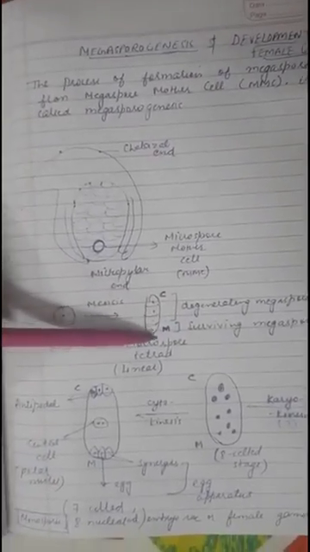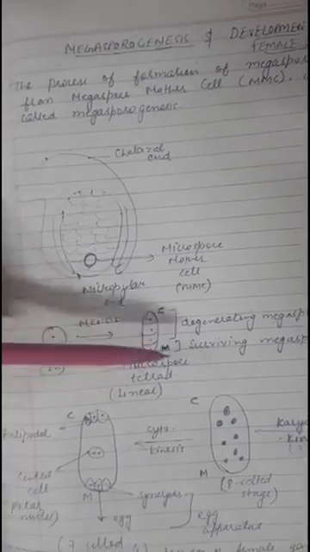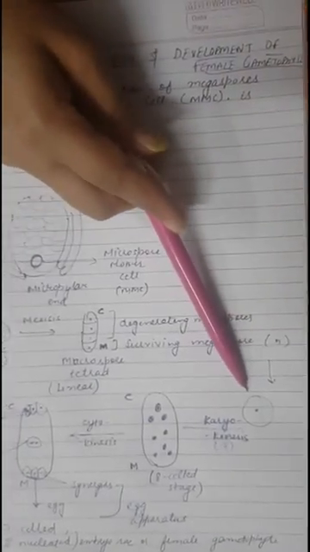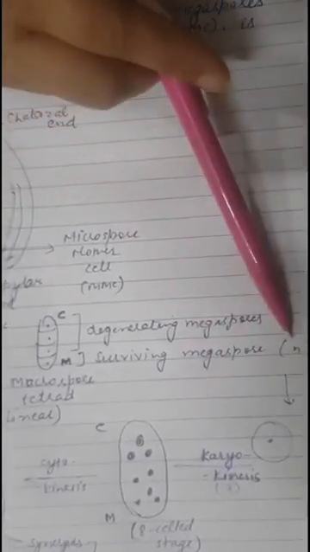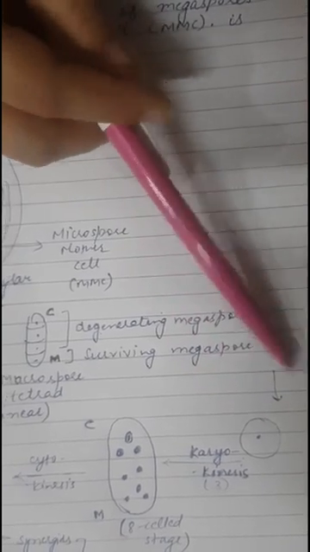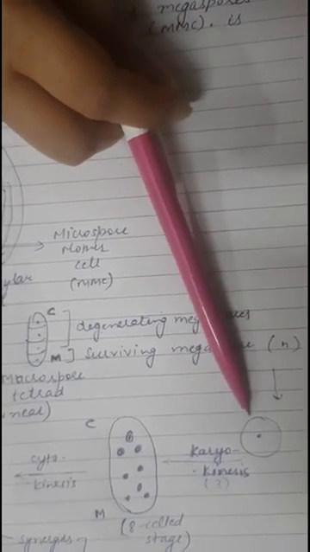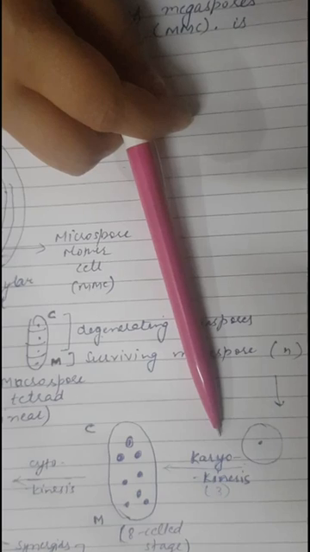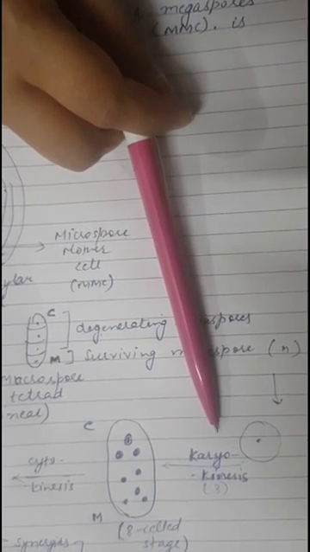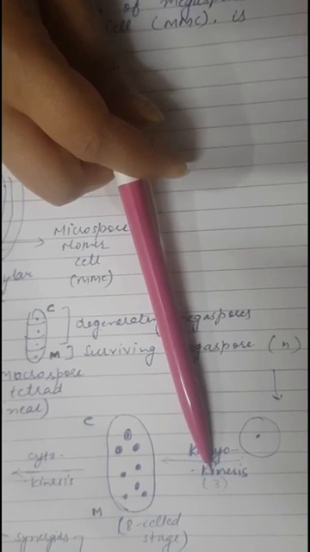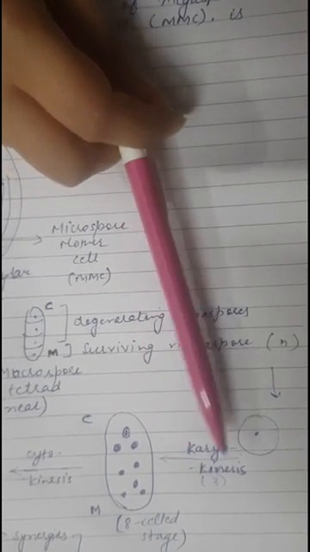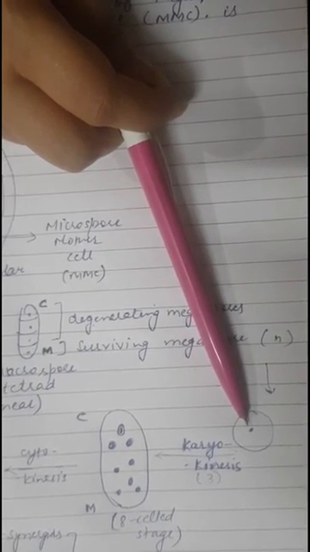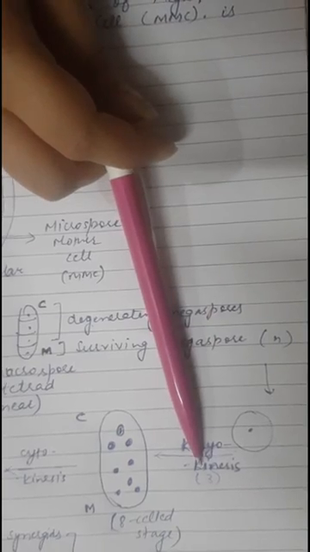Now we will see the development of female gametophyte. After this, one of the macrospores from the tetrad will become functional. So this is the functional macrospore, and it is haploid in nature because it has undergone meiosis. This haploid functional macrospore will undergo karyokinesis. Karyokinesis means the nucleus will divide but not the cytoplasm, and it will undergo 3 rounds of karyokinesis before cytokinesis. So here we have one nucleus, 1 will divide into 2, 2 will form 4, and 4 will form 8. So it has undergone 3 times karyokinesis.